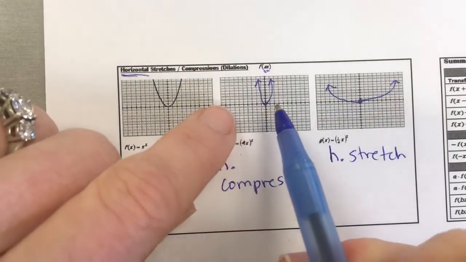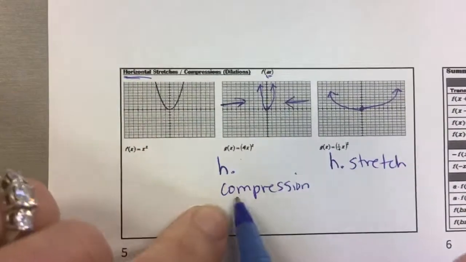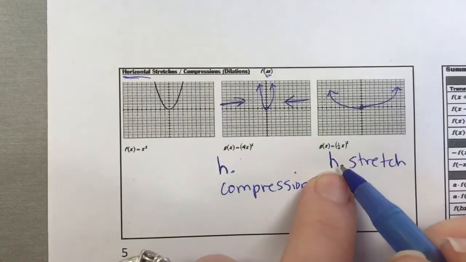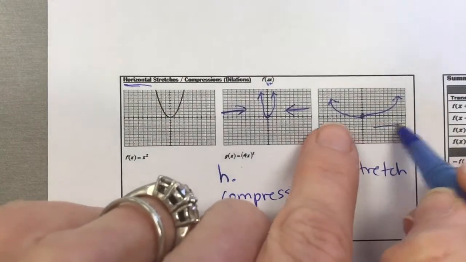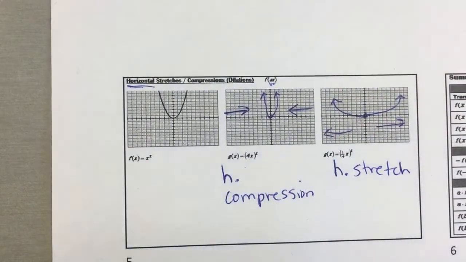So remember, horizontal is left to right. So if you squeeze in from the sides, if you compress from the sides, it's going to make it skinnier. Here, if you take the sides and you stretch it out to the sides, it makes it wider. So that's another way that it might make a little bit more sense to you.